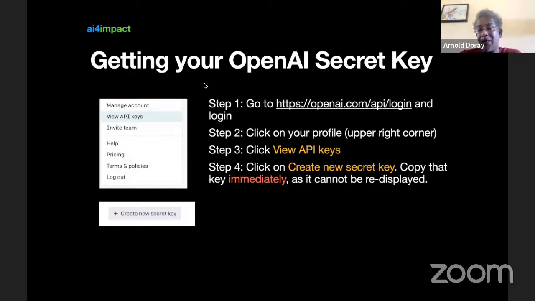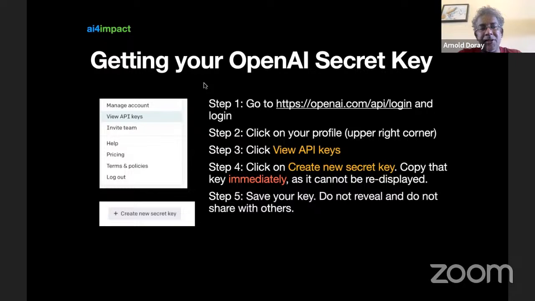You can create, I'm not sure how many keys they allow you to create. I think as many as you want, really. But the important part is that I would advise one key per chatbot, so that you can turn the keys on and off as you wish. So save your key and do not reveal it to anyone. Do not share it with others. You're done. That's the only thing you need from OpenAI, just the secret key.